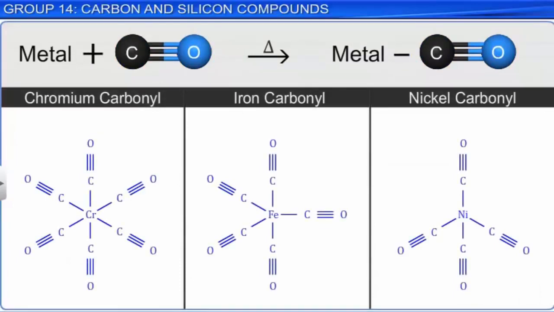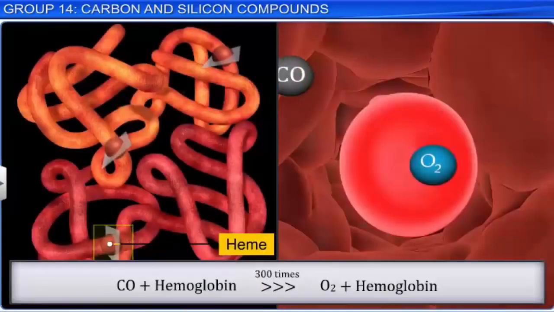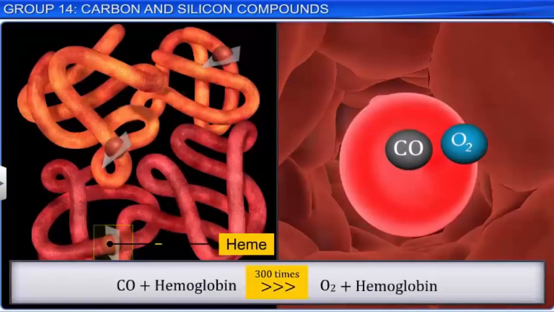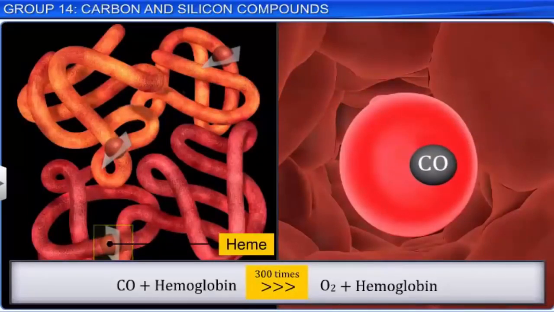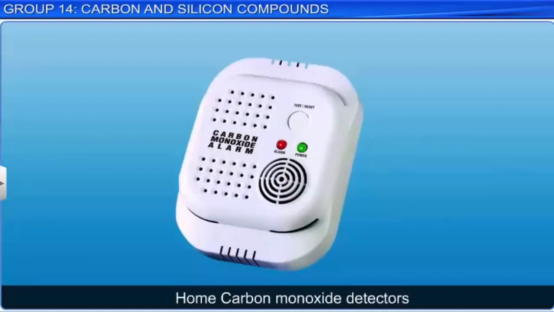It binds to the heme group of hemoglobin 300 times more strongly than oxygen. The hemoglobin molecule is, thus, prevented from transporting oxygen. This can ultimately lead to death if not treated promptly. Home carbon monoxide detectors are available and can be life-saving.